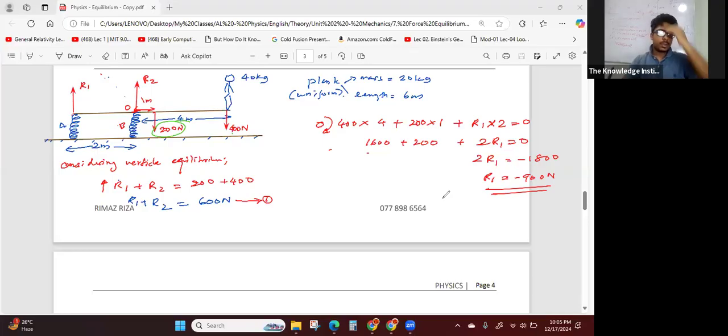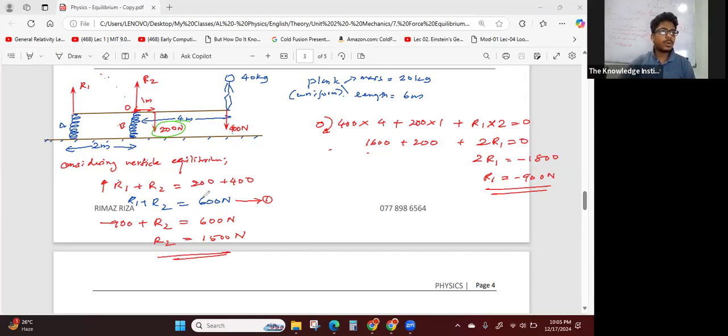Okay. So here, then we can find R2. R1 is minus 900, plus R2 equals 600 Newton. Therefore, R2 equals 1500 Newton. Okay, 200 and 400 make 600, and 900. R2 equals 1500 Newton. So these are the forces that I have found acting on the plank.